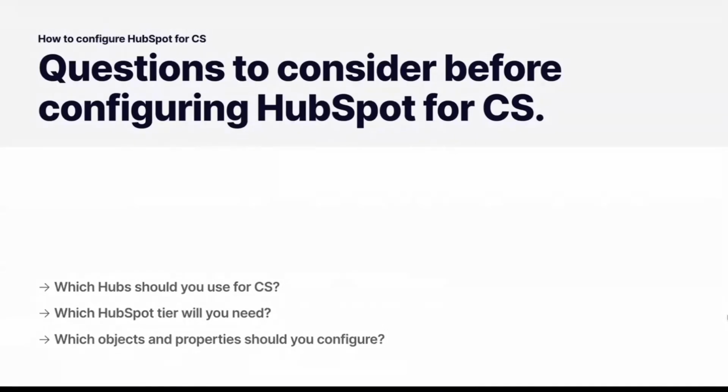So which objects and properties should you configure? The first thing there will be determined by which hubs you're using. If you're using Sales Hub, you're going to be configuring deals. If you're using Service Hub, you're going to be configuring tickets. And a few things to keep in mind as you're looking at the properties that you are going to need for success, which may be different than what you already have.